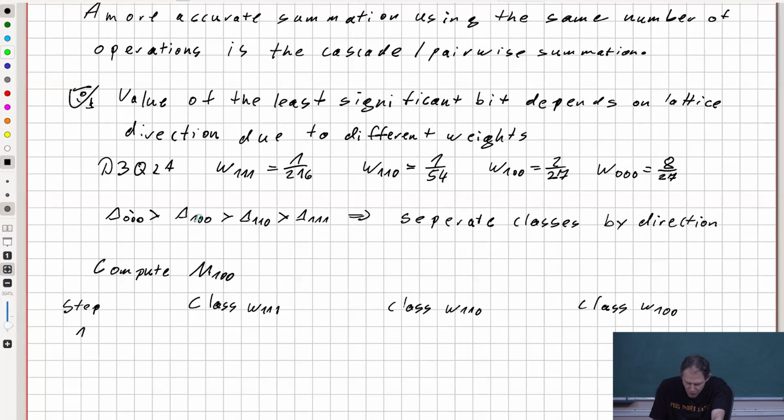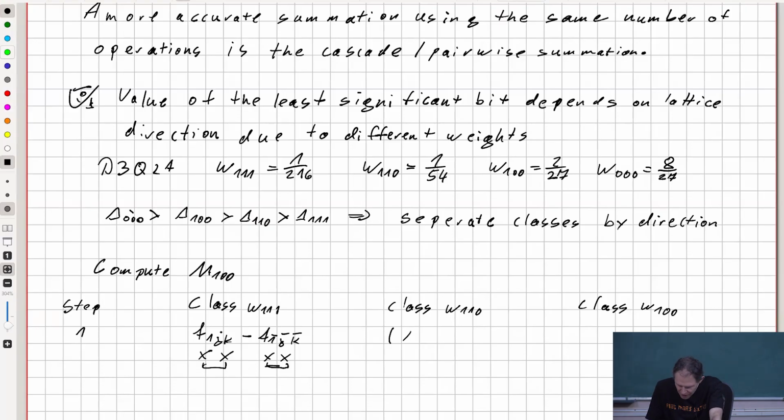As step number 1, we have in this class F1JK minus F minus 1 minus J and minus K. J and K come in 4 different permutations. So we do this operation twice and this operation. So we have 4 of them, right? So we do 2 of them together and another 2 of them together.